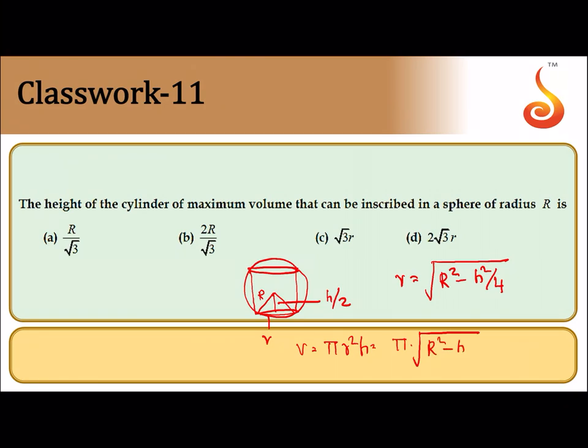Let the height be h. So the radius of the cylinder will give you under root of r square minus h square by 4. Radius of cylinder. So what is the volume of a cylinder? Pi r square h will give you pi under root of r square minus h square by 4 into h.